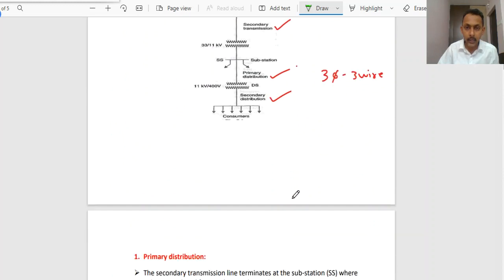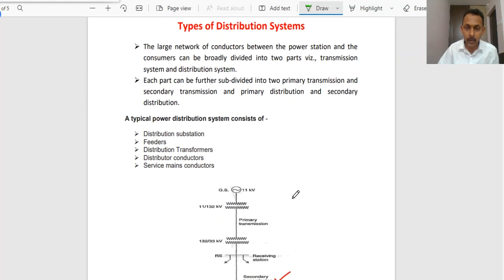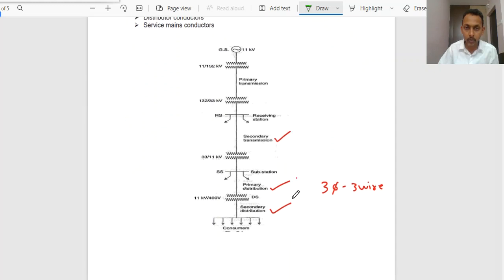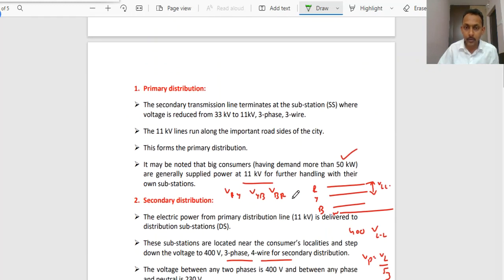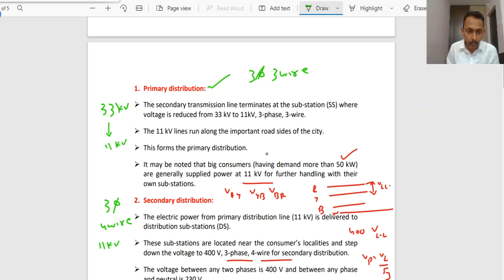Primary and secondary distribution we are having. The transmission part we have already covered in the previous video, right? It depends upon the voltage levels. Voltage levels are important. Primary distribution is 3 phase 3 wire. Secondary distribution is 3 phase 4 wire. Here 33 kV will be stepped down to 11 kV. Here 11 kV will be stepped down to 400 volts.